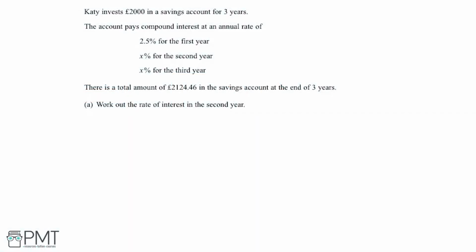Katie invests £2,000 in a savings account for 3 years. This account pays compound interest at an annual rate of 2.5% for the first year and X% for the second and third years. There is a total amount of £2,124.46 in the savings account at the end of the 3 years. And part A says we need to work out the rate of interest in the second year.